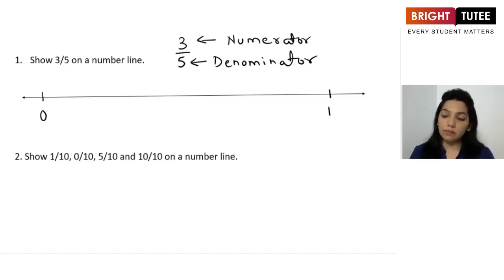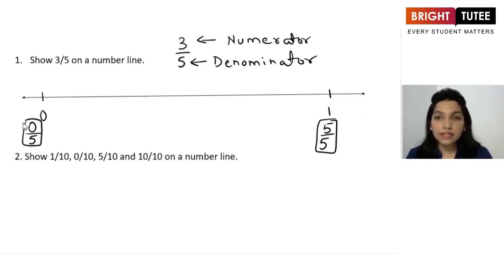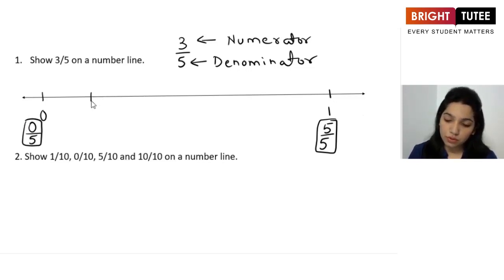So all what you can imagine is, where do you think 5 over 5 will stand? 5 over 5 will stand at 1. This is 5 over 5. Where you see 0 is basically 0 over 5, right? Now, what number do we have as the denominator? We have got 5. So how many divisions do we need? On this line, we need 5 equal divisions, right? So let's do 5 divisions. 1, 2, 3, 4 and 5.